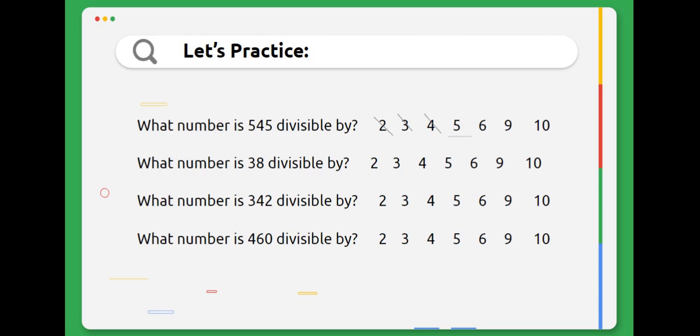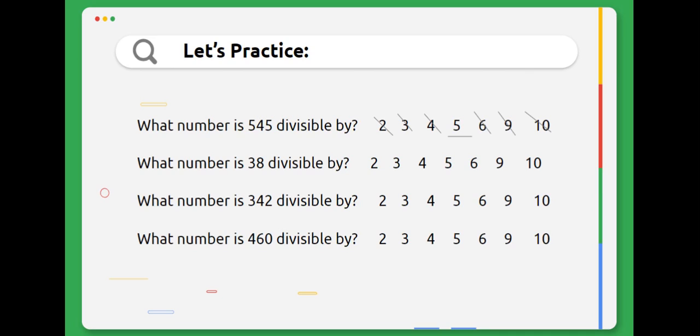It does, so 5 is a divisibility rule. Okay, let's look at 6. Remember, 6 says if 2 and 3 worked, then 6 will work. Well, 2 and 3 didn't work, so 6 is not going to work. Now, if I add these numbers up for 9, 5 plus 4 plus 5, I got 14. 14 isn't divisible by 9, so that doesn't work. And it doesn't end in a 0, so 10 doesn't work.